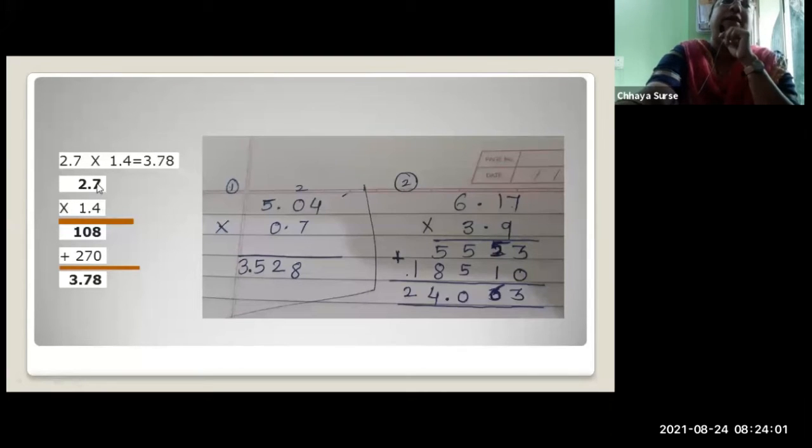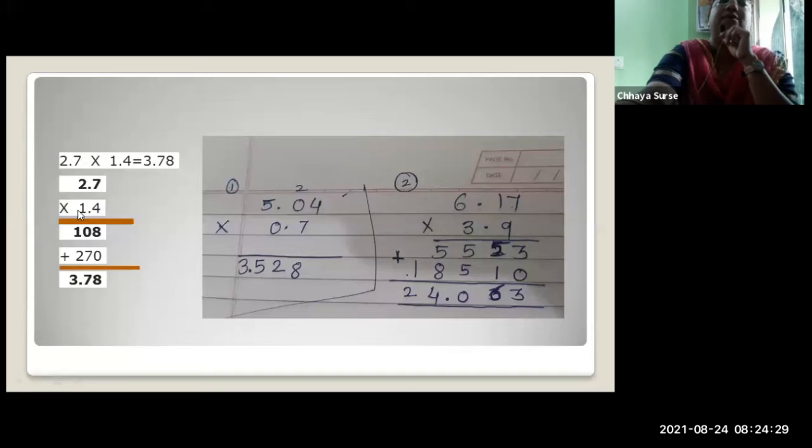Then you multiply by 4. 4 sevens are 28. So we write here 8 and 2 carrying over. 4 twos are 8, 8 plus 2 is 10. So the product of 27 multiplied by 4 is 108. Then in the unit place you have to take the 0.